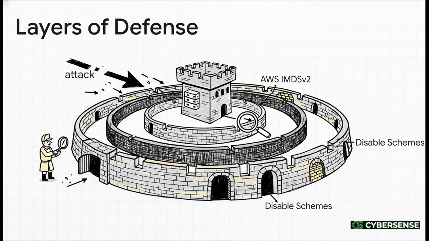A really strong defense is like a castle. It has multiple layers of walls. So first, you always validate user input. Never trust a URL from a user. You should also disable any weird URL schemes your app doesn't need. A really clever tactic is to check where a domain name points before making the request. If it points to an internal IP, you just block it. And for folks in the cloud, using newer services like AWS's IMDSv2 adds another really strong wall against these kinds of attacks.